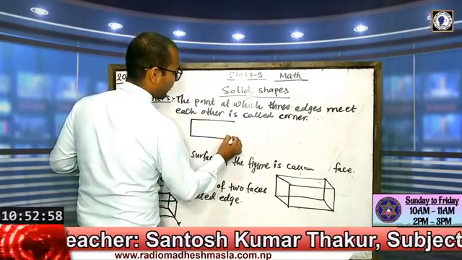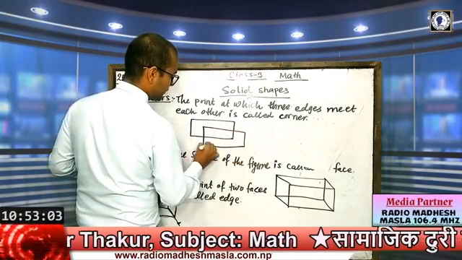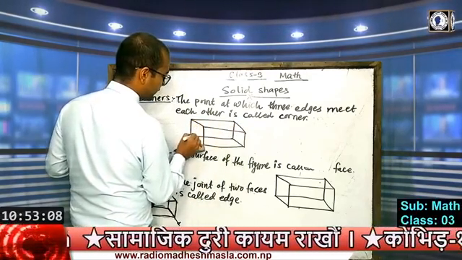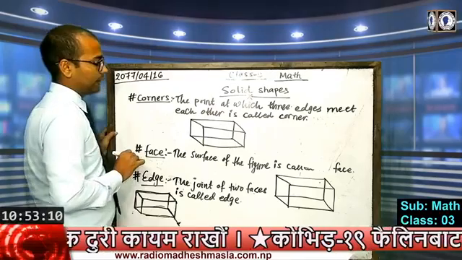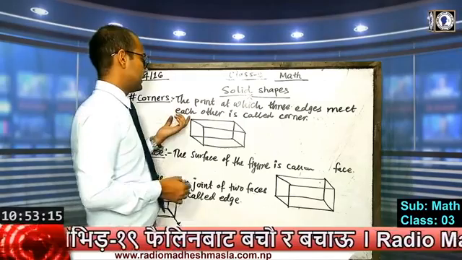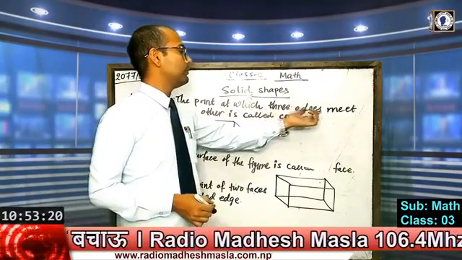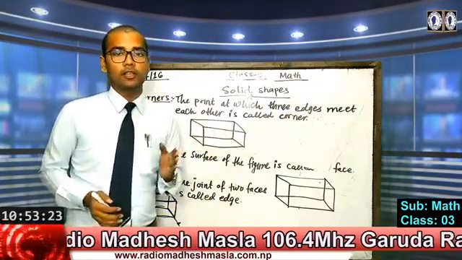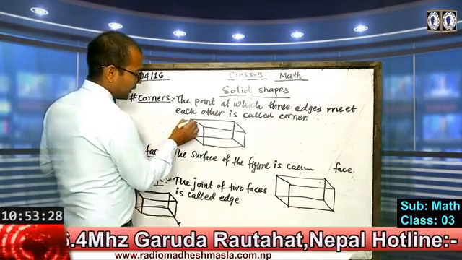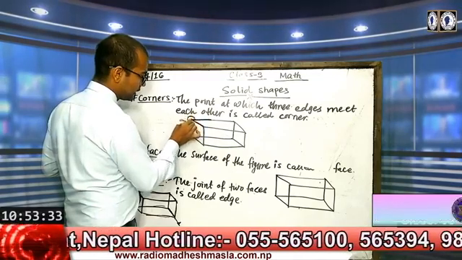So here, this is a figure of a cuboid, and we can find it in the definition. The definition is telling us that a corner is the point at which three lines meet with each other. So we can see here this is one line, two, and this is three. It means this is one corner.